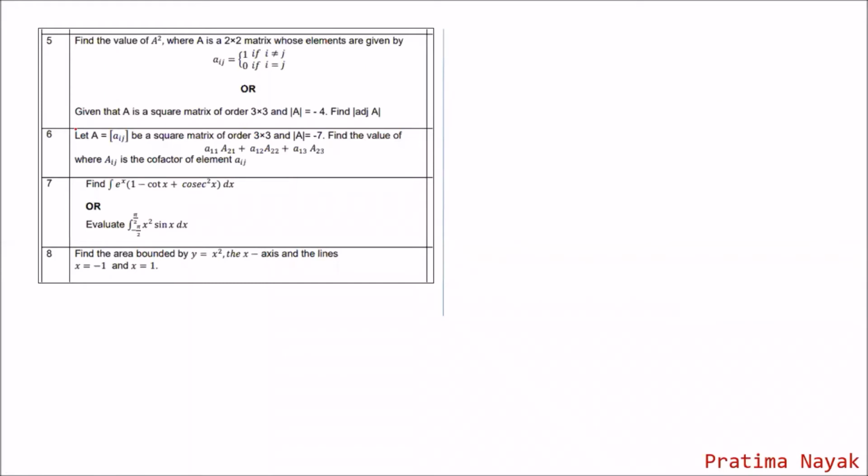Find the value of A square, where A is a 2 by 2 matrix whose elements are a_ij equal to 1 when i is not equal to j, and 0 when i is equal to j. So let us define A. A11 will be 0, A22 is also 0. It is a 2 by 2 matrix, so there will be 4 elements. So 0, 1, 1, 0.